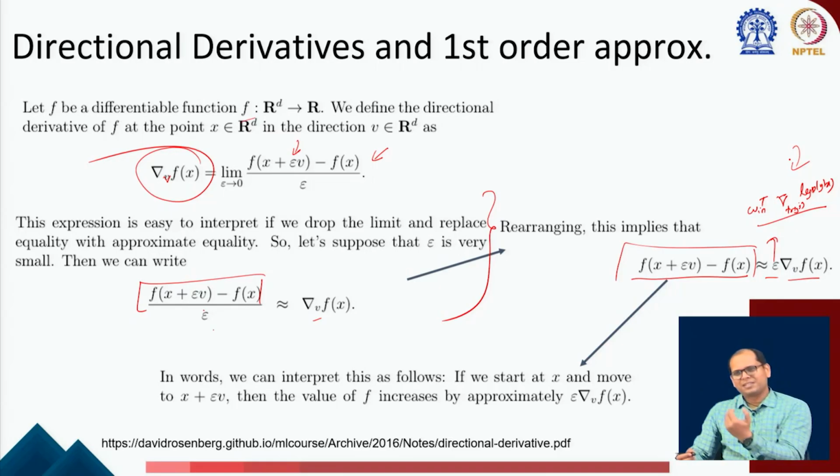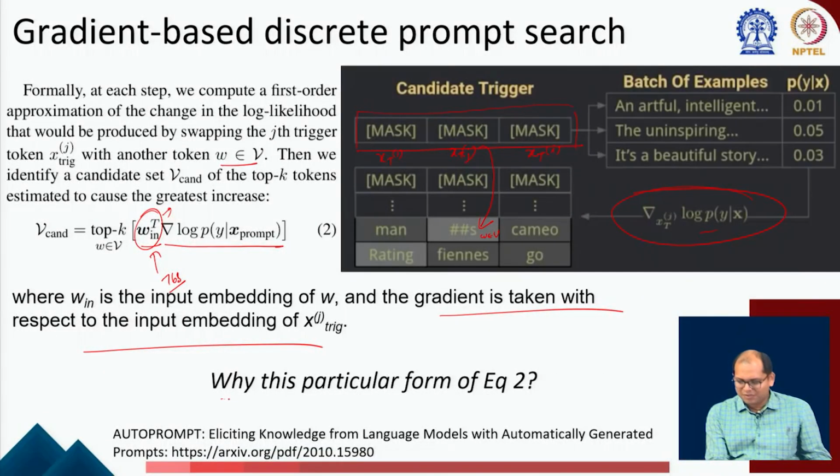Once you have this gradient, you multiply it with the embeddings of all the tokens, and this gives an approximation of which keywords will have the maximum impact, and you only select the top keywords. So you avoid actually changing your prompt with each vocabulary token. That would become a huge search procedure, computing the log likelihood on some examples, which is too expensive. This is a much easier process. That is how we use this particular form of equation 2.